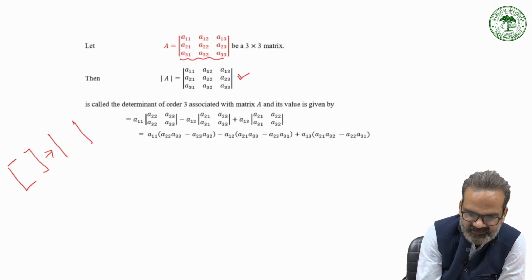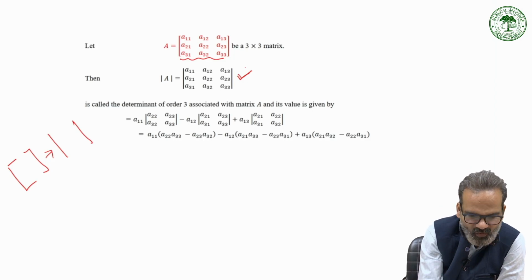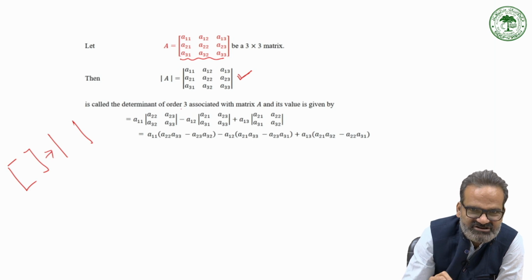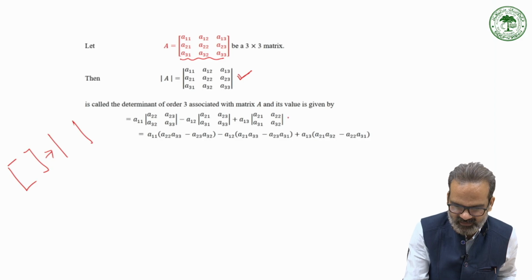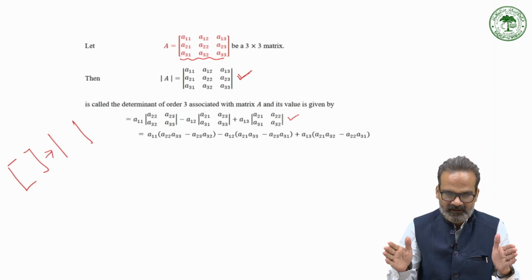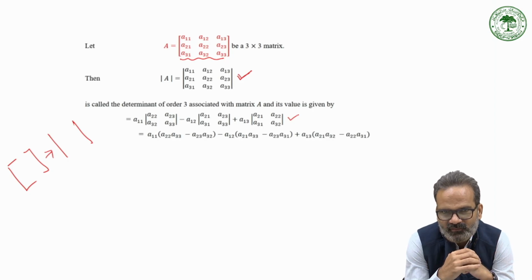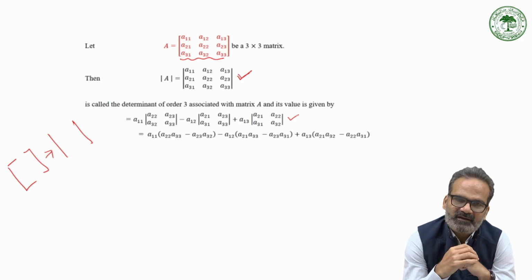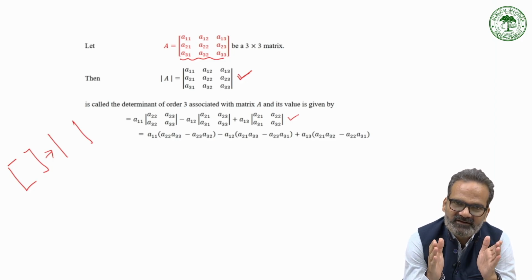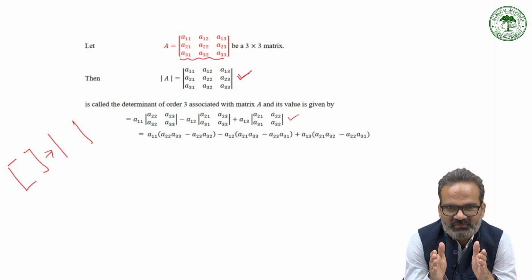So this is a determinant of order 3, and its value can be calculated. This is called a determinant of order 3 associated with the matrix A, and its value is given by this formula. Look at this equation. Whenever we have a determinant of order 3, we can find out its value by decomposing it into the sum of determinants of order 2, right?